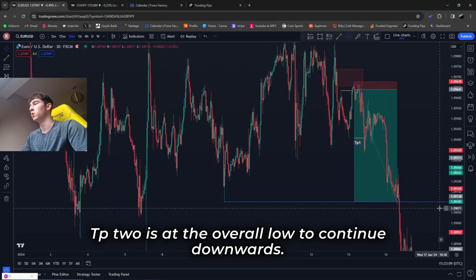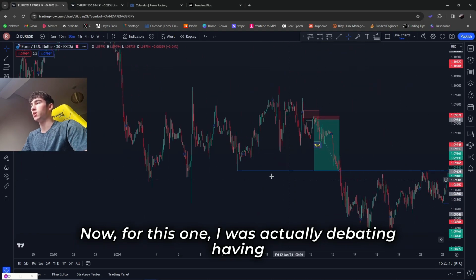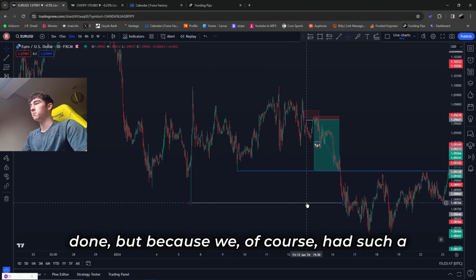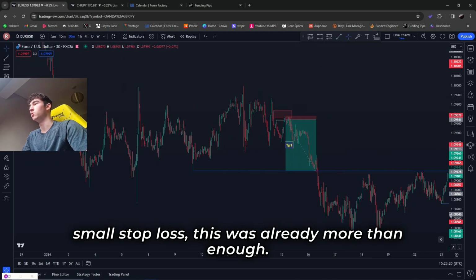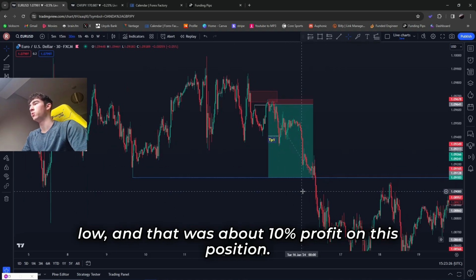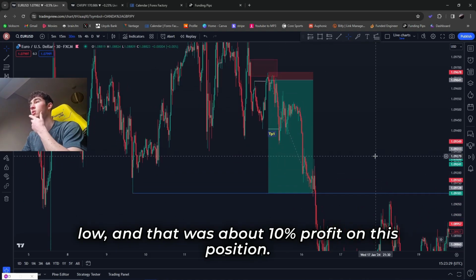TP2 is at the overall low to continue downwards. Now for this one, I was actually debating having it down at this low, which I may have done, but because we of course had such a small stop loss, this was already more than enough. And so I just took it very simply at this low, and that was about 10% profit on this position.